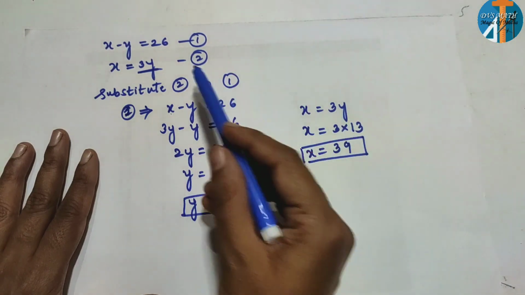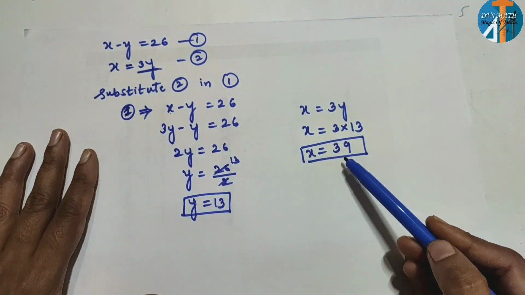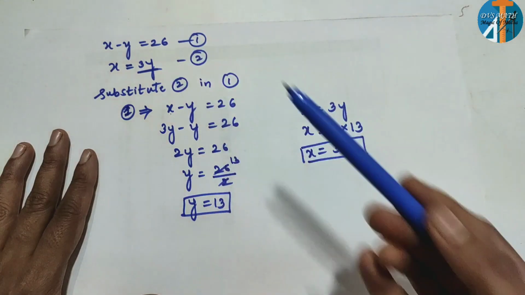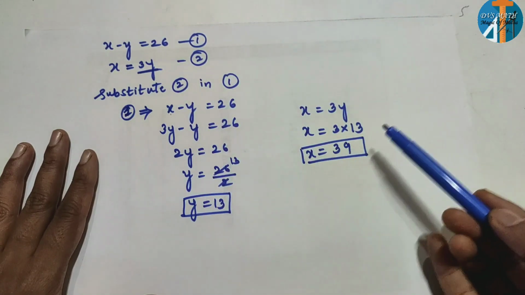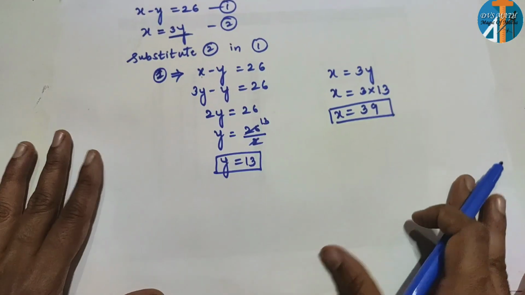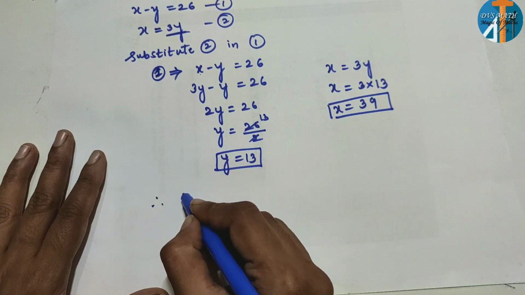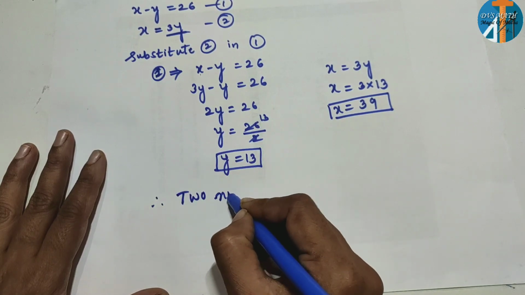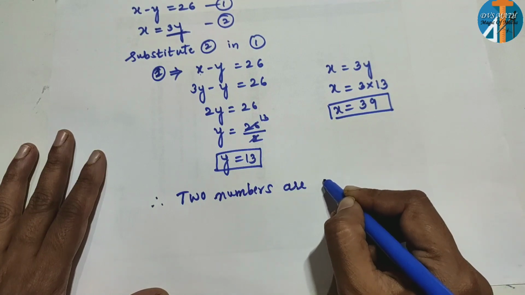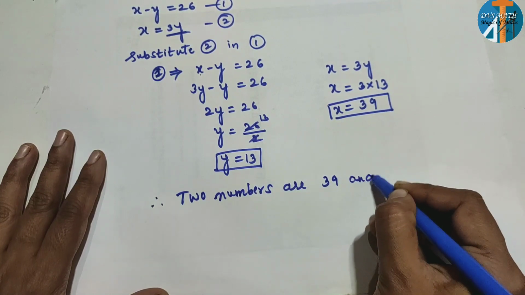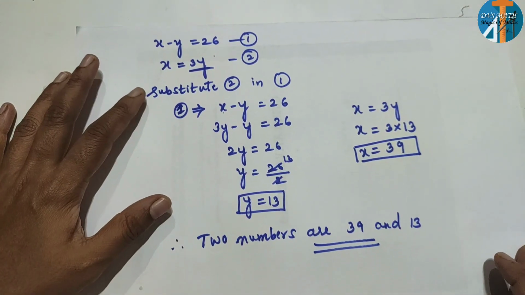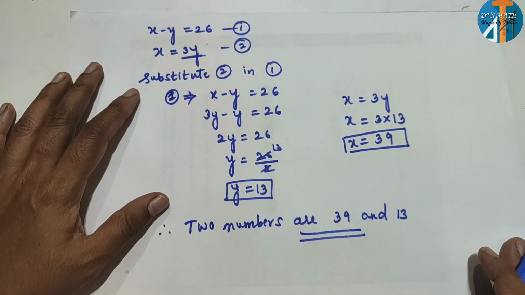So what is our first condition? x minus y, right? So you can check 39 minus 13. 39 minus 13, you will get 26. Yes, right. It is 3 times. So x is 3 times of y. So we got these two numbers. Therefore, the two numbers are 39 and 13. So this is about sub question 1 in question number 3.